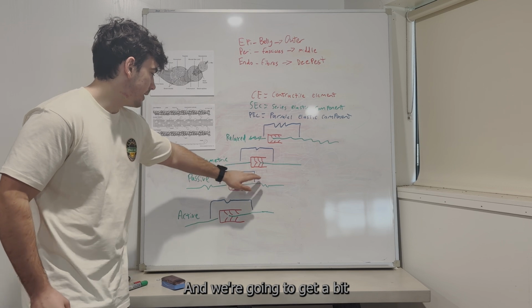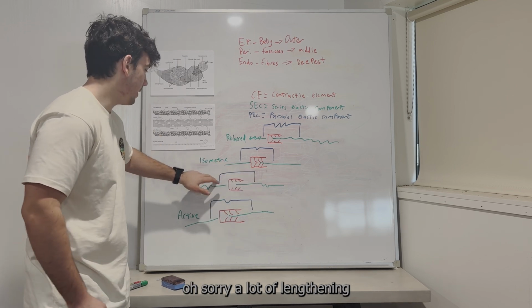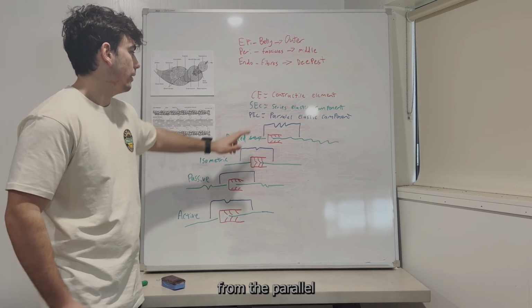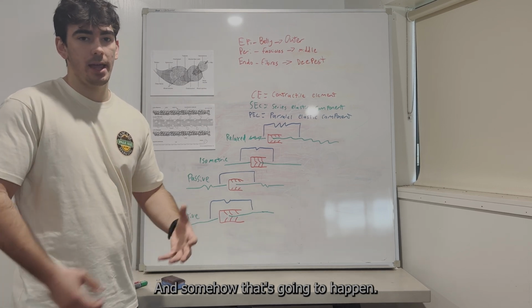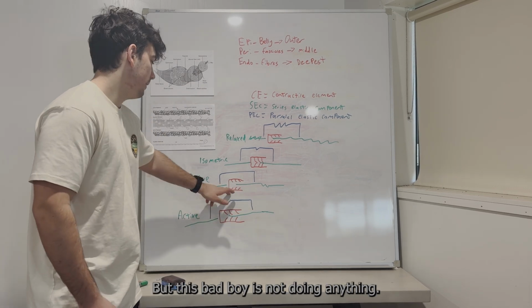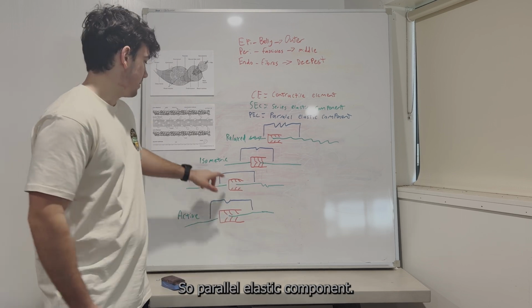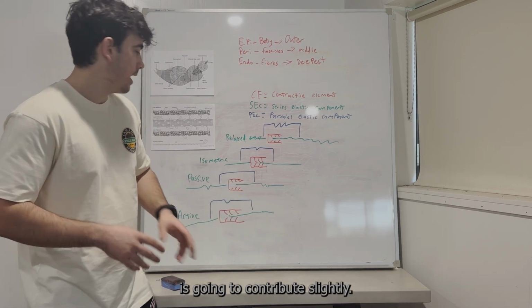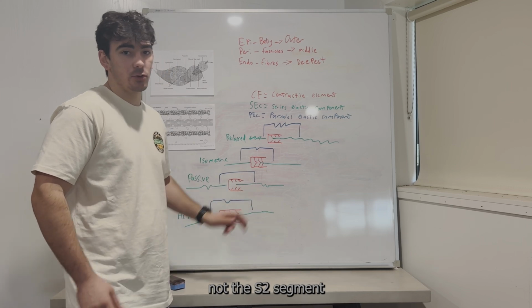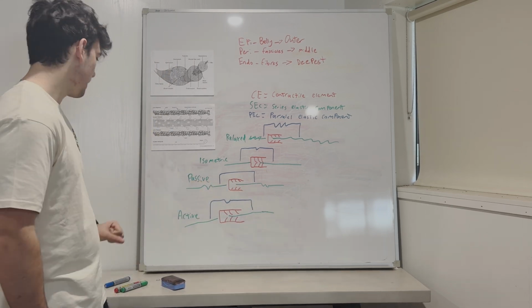And we're going to get a lot of lengthening from the parallel elastic components because the muscle is still lengthening and somehow that's got to happen, but this bad boy is not doing anything. So the parallel elastic component and the series is going to contribute slightly. But remember, not the S2 segment because it is not active.